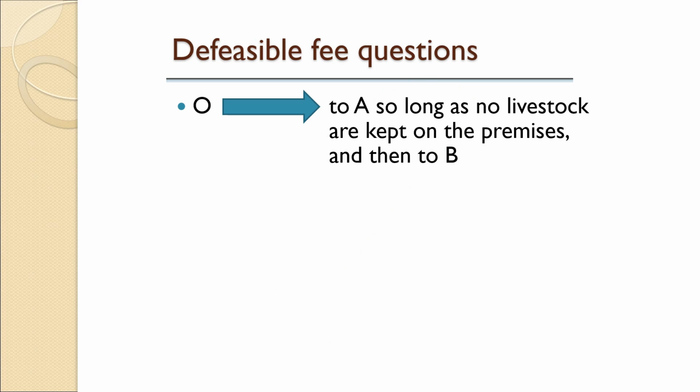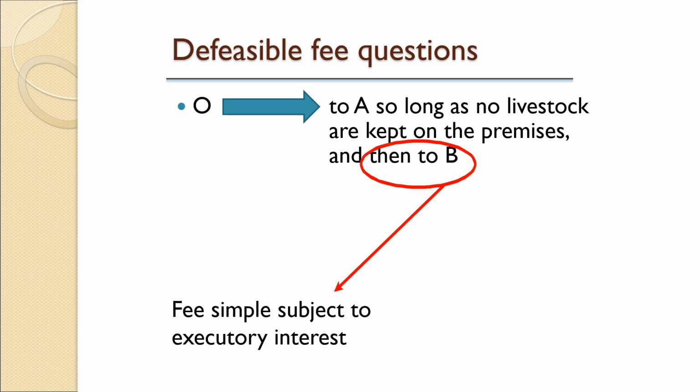The next one says, "To A, so long as no livestock are kept on the property, and then to B." Well, here the giveaway is that it says "then to B." So the future interest isn't in the grantor, it's in a third party, and that means it must be a fee simple subject to executory interest. Once again, remember that it must pass to the third party automatically under that executory interest.